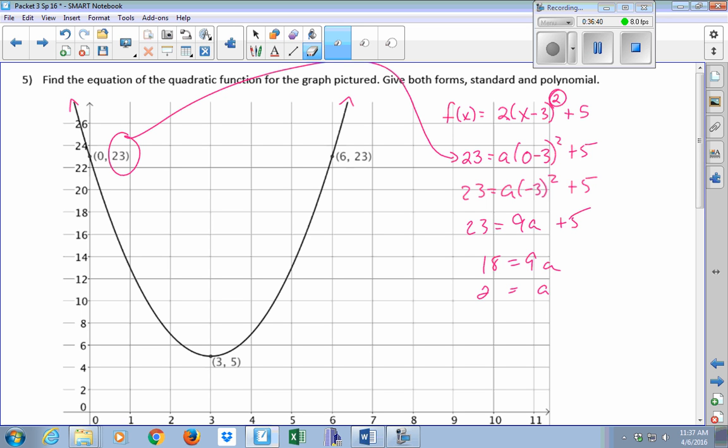So just like you do with your lines, you take a point, throw it into your equation, and solve for that final piece of the puzzle.